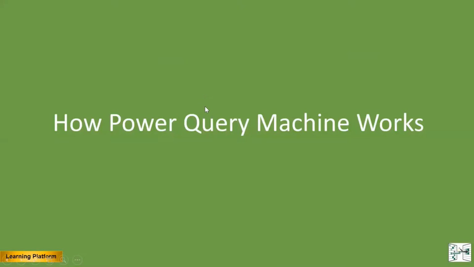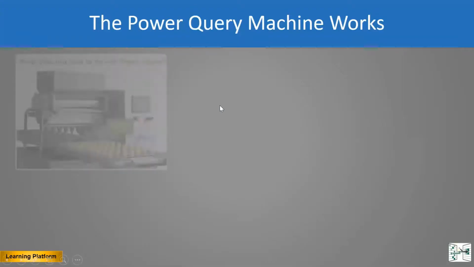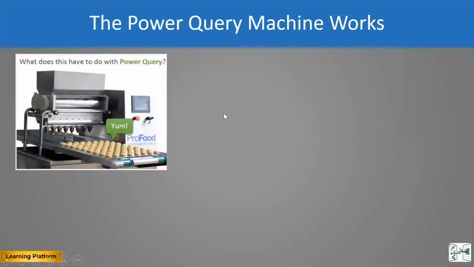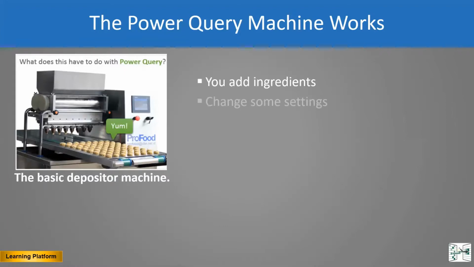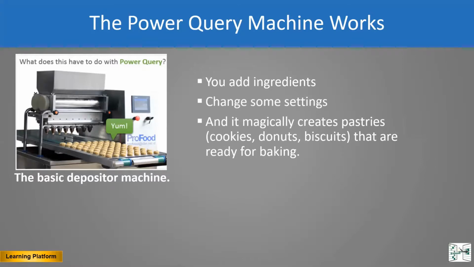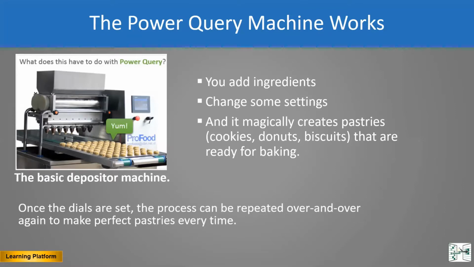I'll give you some concept of how the Power Query machine works. This is the best thing I need to tell you about machines. I'm taking the example of this machine, which is a basic depositor machine. What is the purpose of this machine? This machine takes some ingredients and settings, and magically creates pastries, cookies, donuts, biscuits, whatever you want. You can create the designs and the size, and once you dial the setting, the process can be repeated over and over again and make perfect pastries every time. This is the concept of this machine.